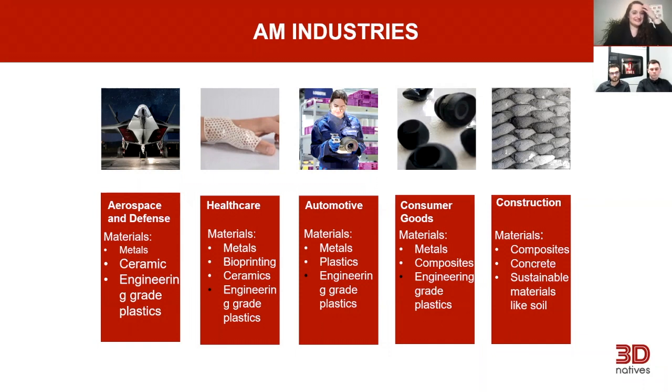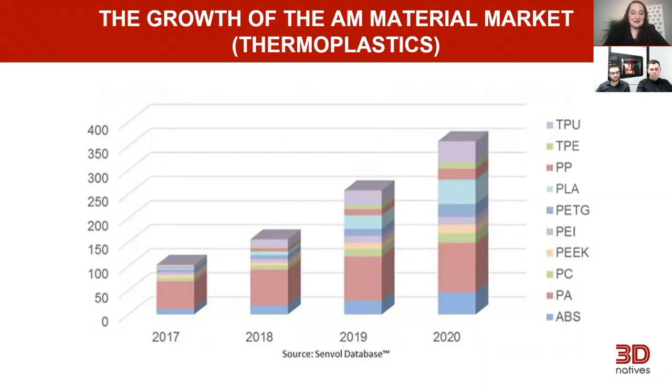If we could just move to the next slide as well, as you can see here, material choice is very important in AM, and having said that, it makes sense that it's grown immensely in the past few years. According to data from Senval, the number of 3D material suppliers has doubled from 2017 to 2019. And of those material suppliers, the market is really dominated by polymers and thermoplastics, what we would commonly refer to as engineering grade materials, among a few other things.